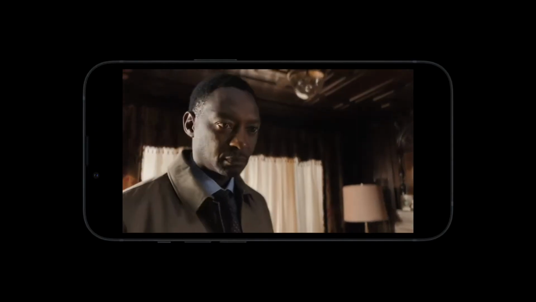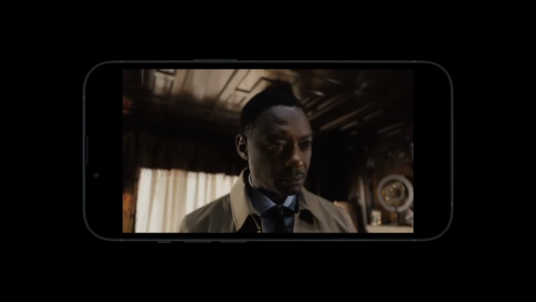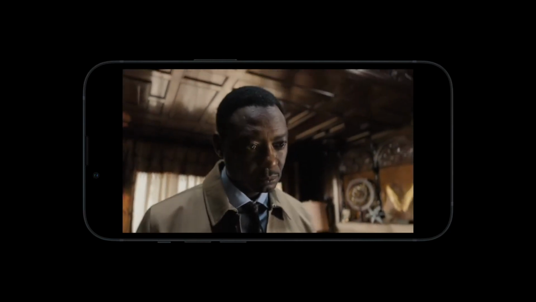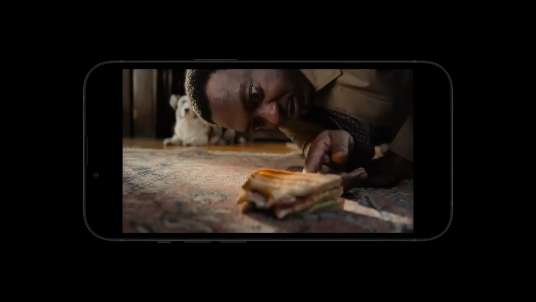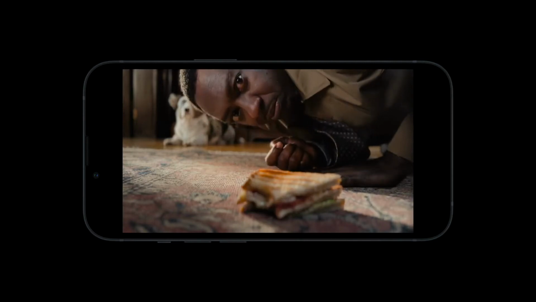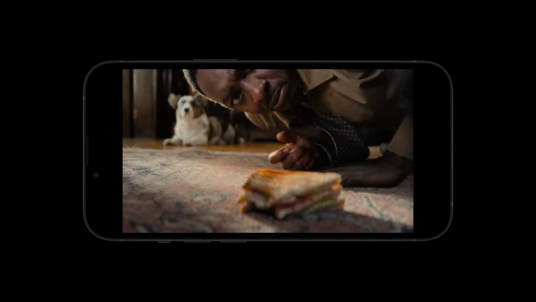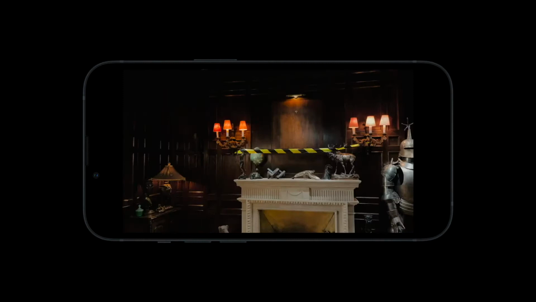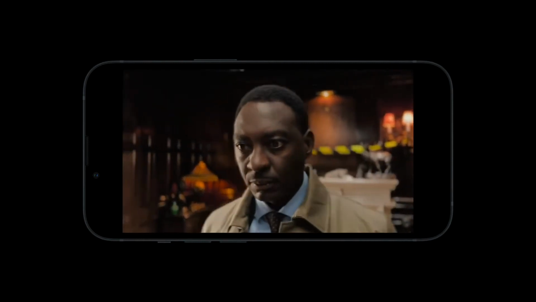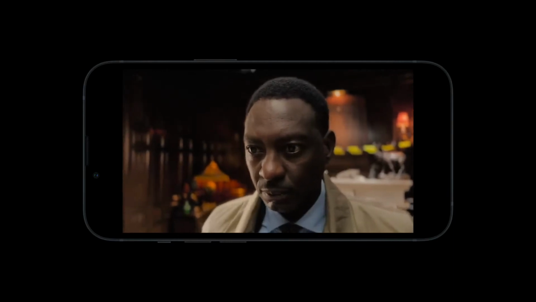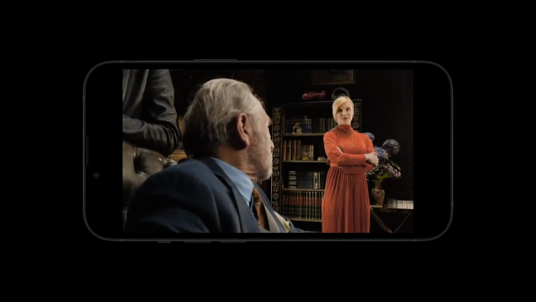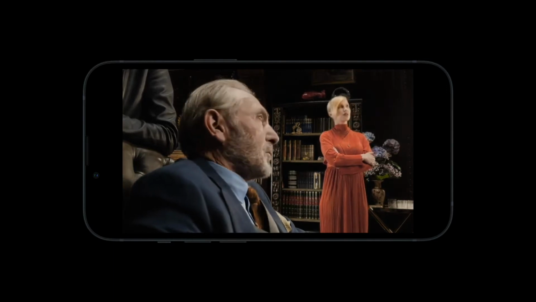Just start recording, and cinematic mode will hold focus on the subject, even when they're moving. Focus transitions happen automatically in real time, like from one subject to another. Cinematic mode anticipates when a subject is about to enter the frame and intelligently racks focus to them when they do. And when a subject gazes away from the camera, iPhone itself changes focus, and then back.